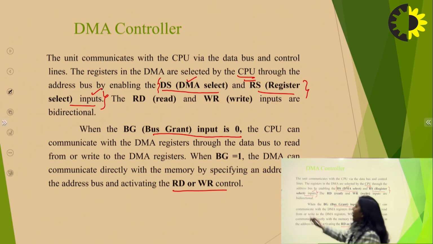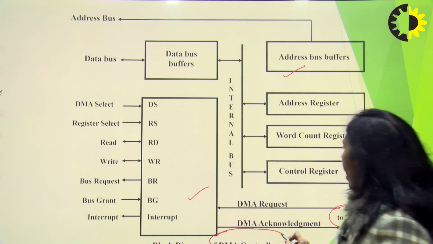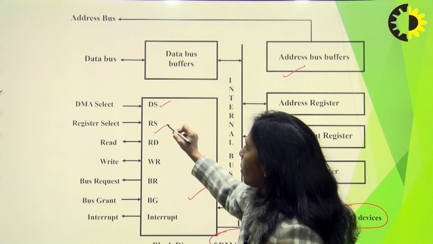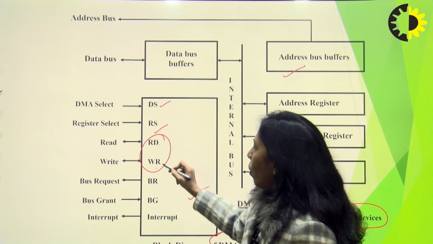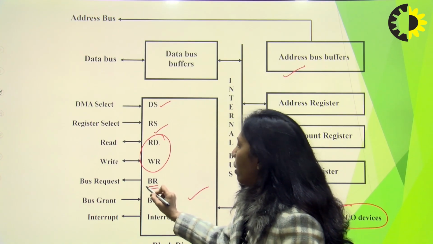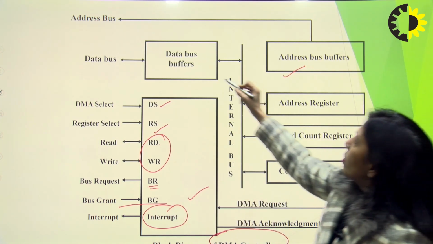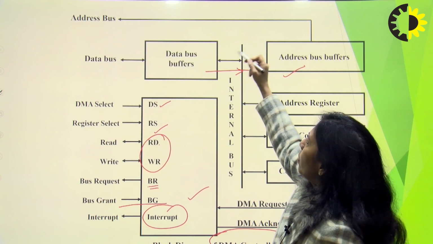So this is how the DMA works, and it sends the value of all the information to the address bus buffers. This is the block diagram for the DMA controller. From here, the IO devices send the DMA request to the DMA controller. Then the DMA is selected by the CPU, the register is selected by the CPU, and the bidirectional read and write control signals are activated by the CPU. The bus request signal is sent by the DMA controller to the CPU, and bus grant is received by the DMA controller. The interrupt is sent to the CPU, and this is the data bus buffers. Here it decides whether it has to move in chunks or at a time, that is, whether data burst or cycle stealing approach is used.